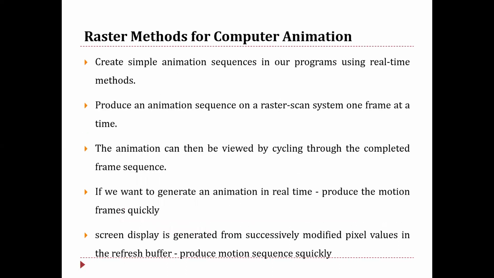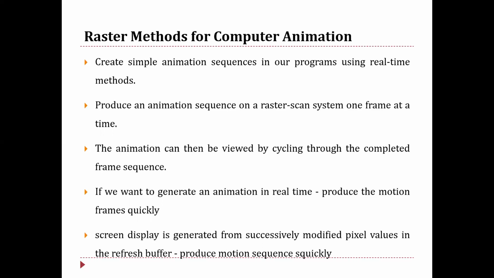Moving further, let us see the raster methods for computer animation. What exactly is the raster method for computer animation? If you recall, we had discussed two types of graphics representation. One is the raster method, the other one is the random method. And if I'm right, we said that most of the animations that we are doing are basically on a raster system. So here we are discussing the computer animation methods for a raster system.